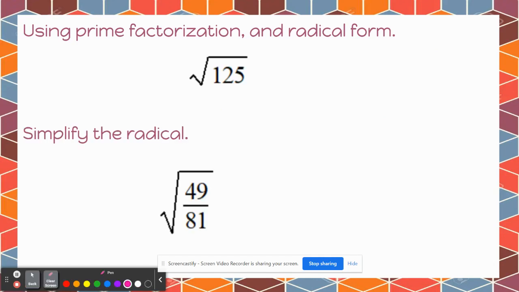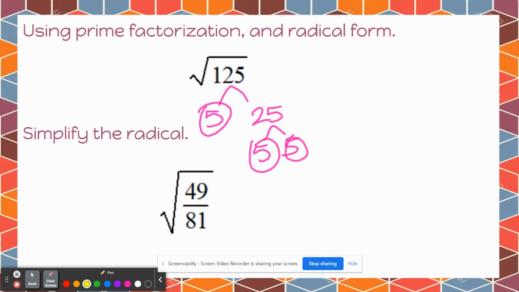Okay, next one, square root of 125. Try to pause it and come back. Okay, square root of 125, we have 5, and that will give me 25. 5 is prime. 25 is 5 and 5. It's a square root, so we need pairs to pull it out of this radicand. So we pull the 5 out. Do we have anything left inside the square root? Yes, we have that 5 still left inside. So the answer is 5 square root of 5.